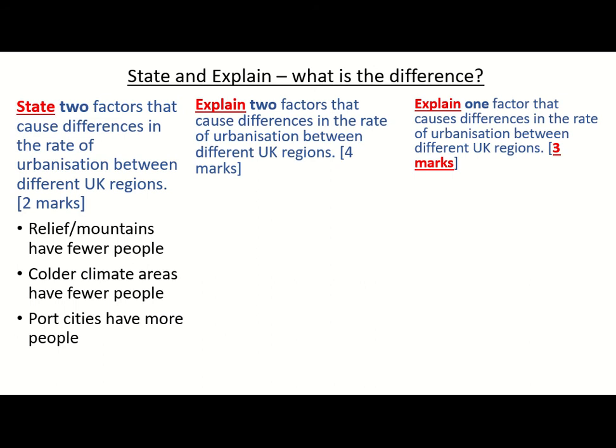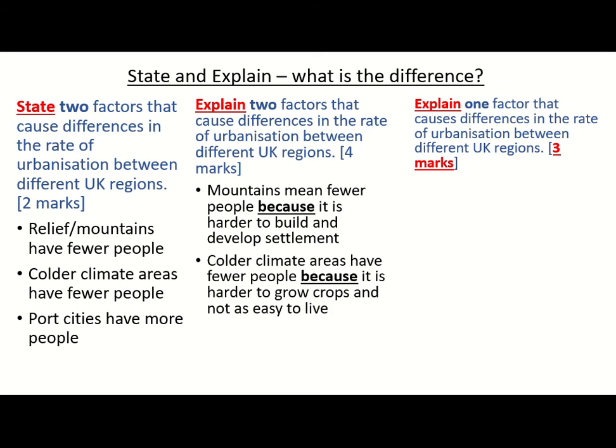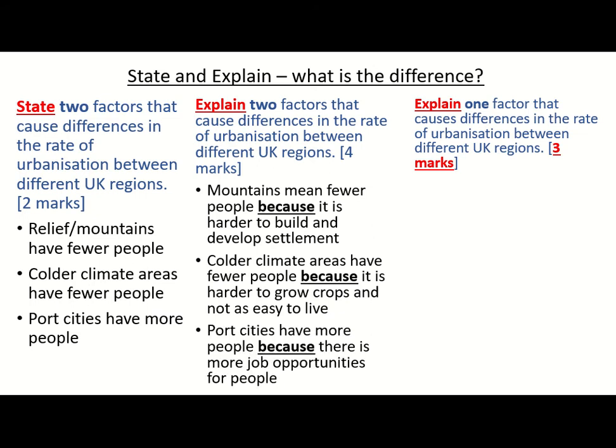Now, if you had to explain 2 factors for 4 marks, then you would take one of them and develop it. So mountains mean fewer people because it's harder to build and develop. That's a 2-mark answer. To get your second 2-mark answer, you need to do another factor. So colder climates have fewer people, 1 mark, because it's harder to grow crops, 2 marks. Or port cities have more people, 1 mark, because there are more job opportunities, 2nd mark.